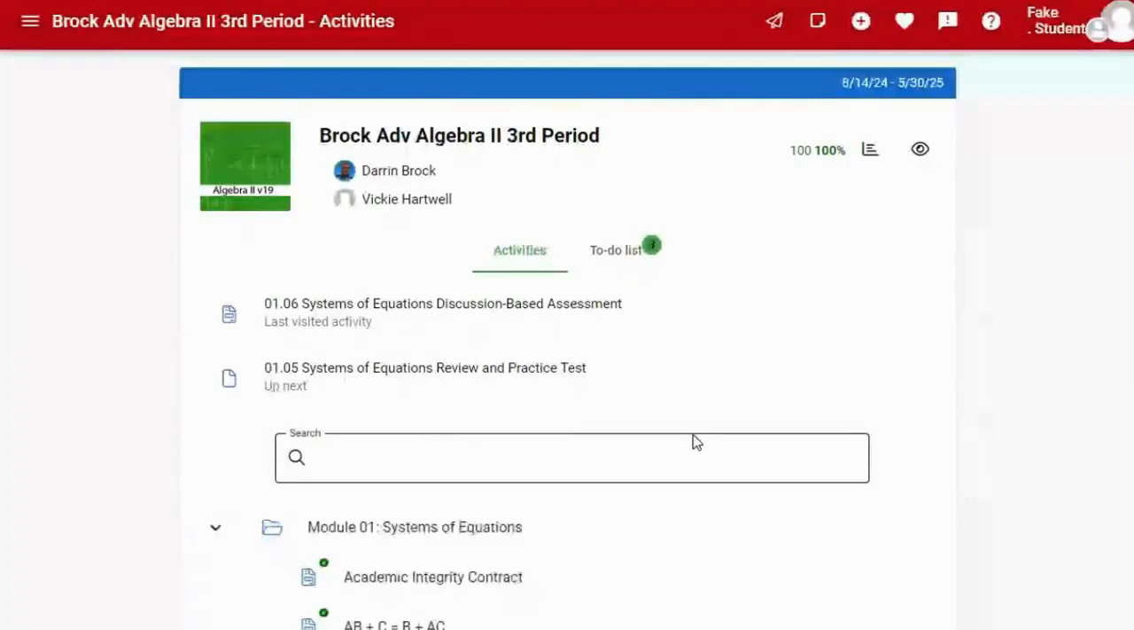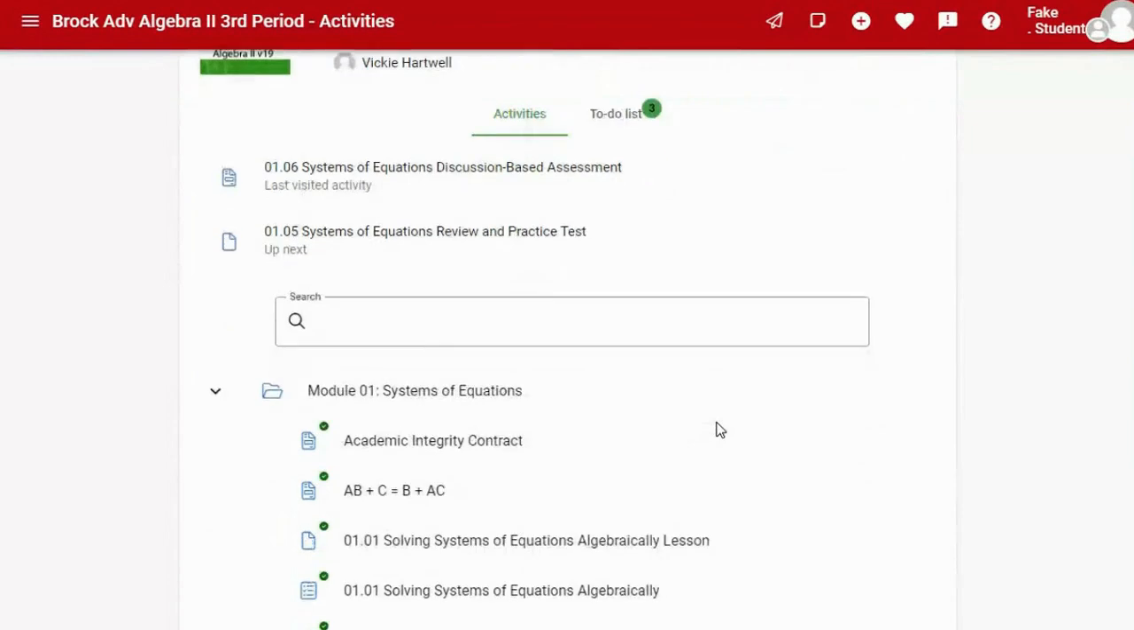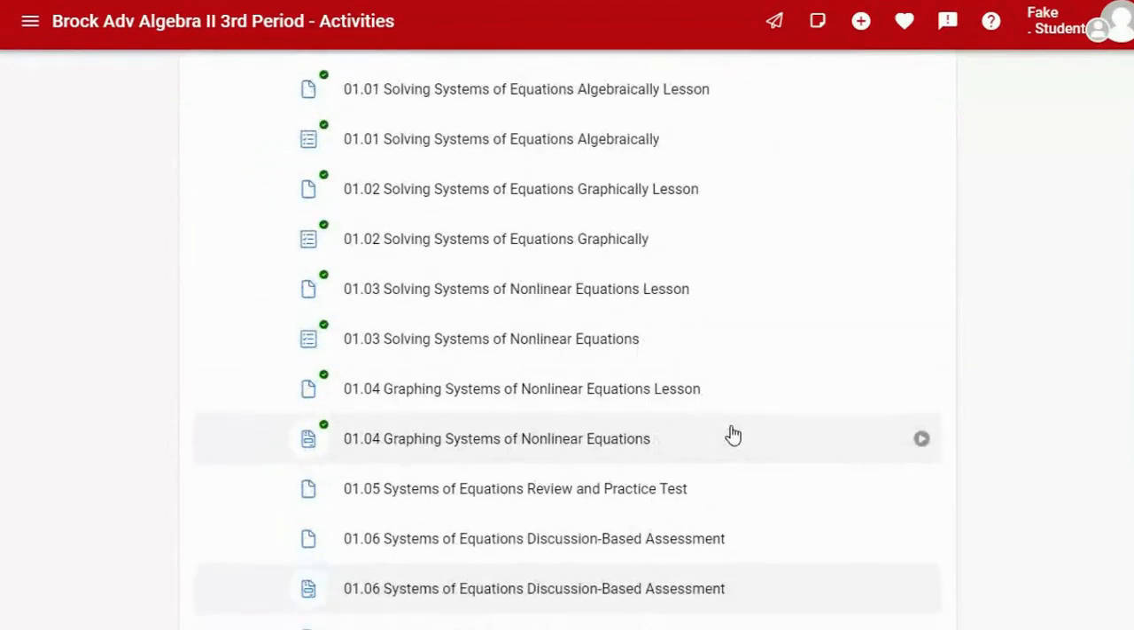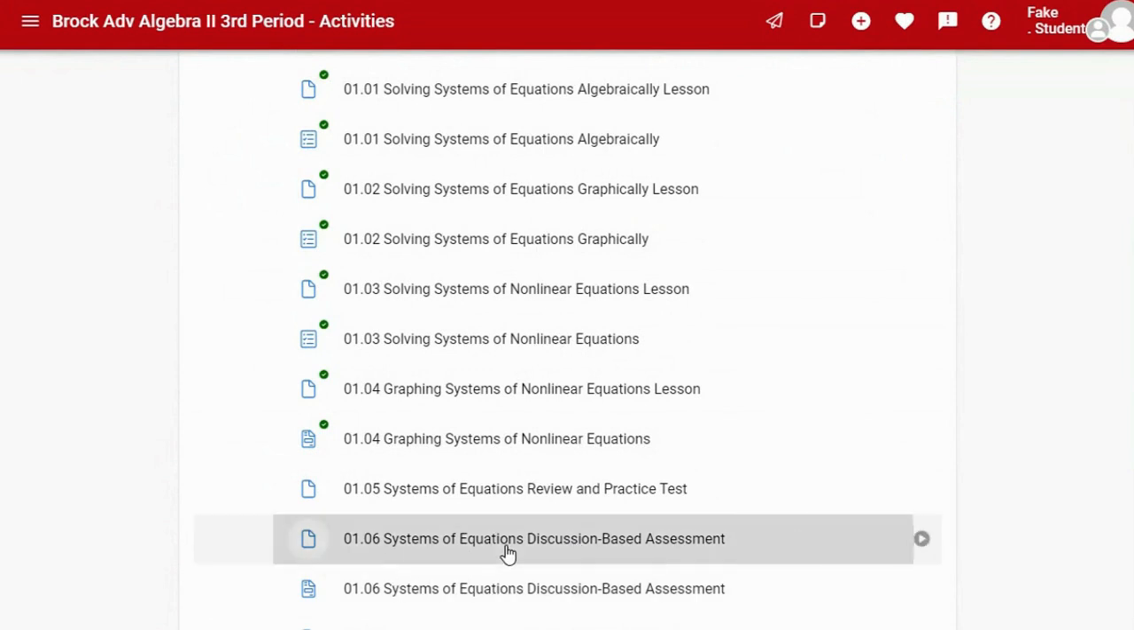So how are we going to do this, Mr. Brock? Let me show you. Let me go back to Buzz. Okay, if you scroll down to where the... There it is. Systems of equations, discussion-based assessment. This is just the directions. There's the actual assignment. Let's look at what the directions say.